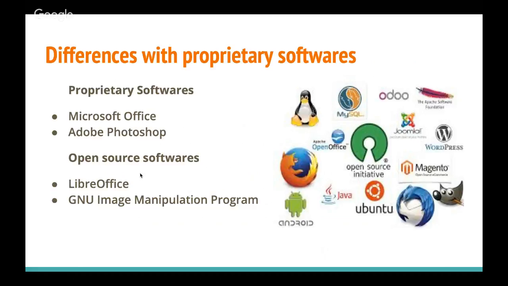Open source software is different. It shares the source code with anyone, as long as you would like to view the code, copy it and learn from it, modify it, or share it. It's up to you. LibreOffice and GNU Image Manipulation Program are examples of open source software.